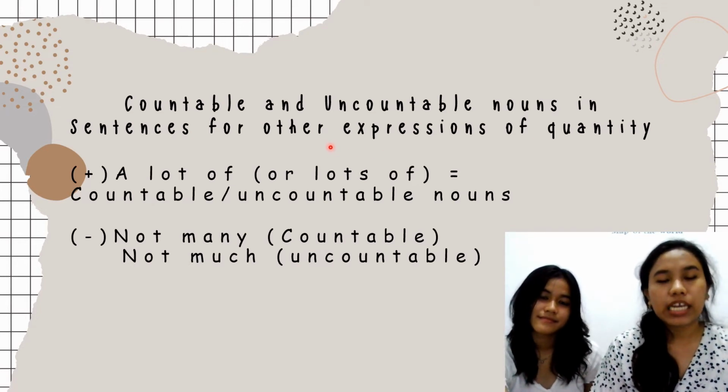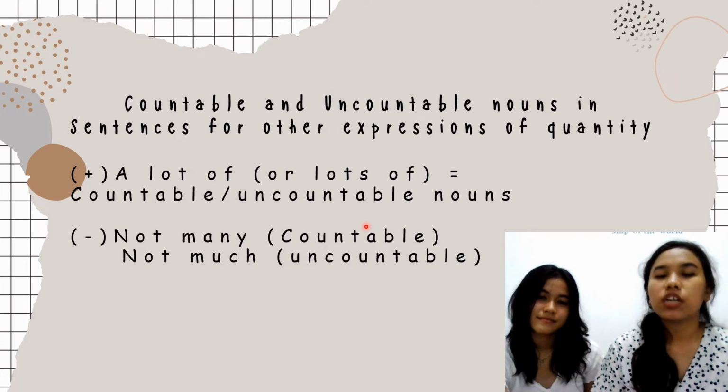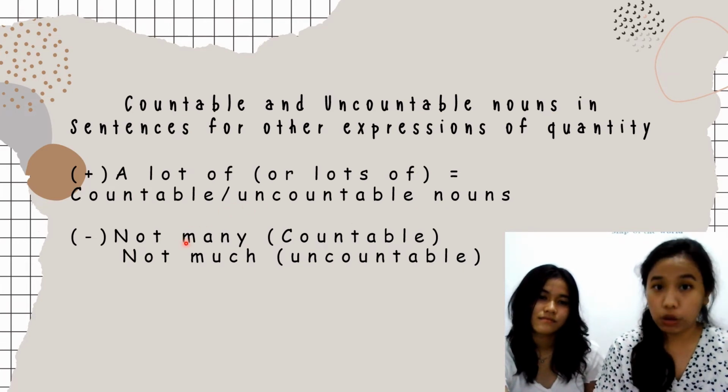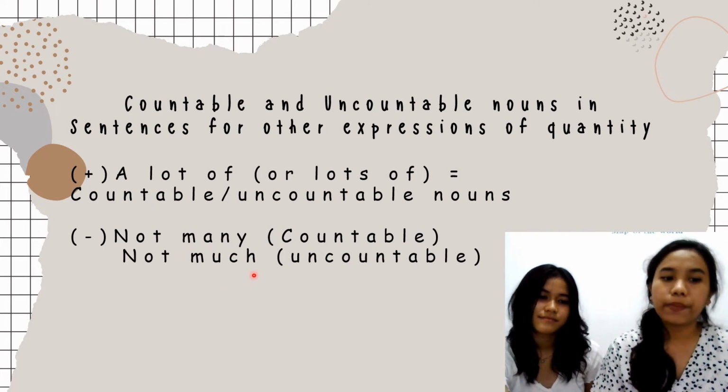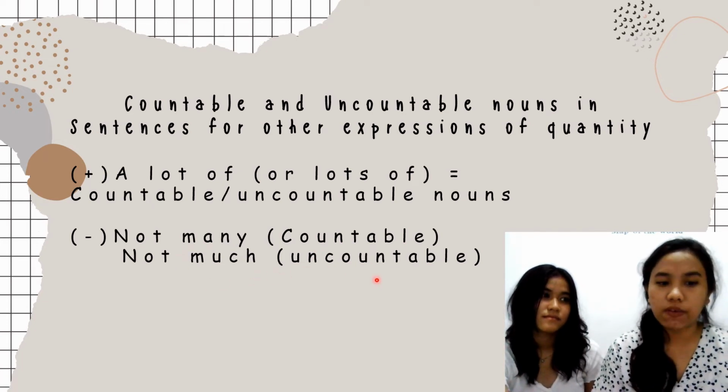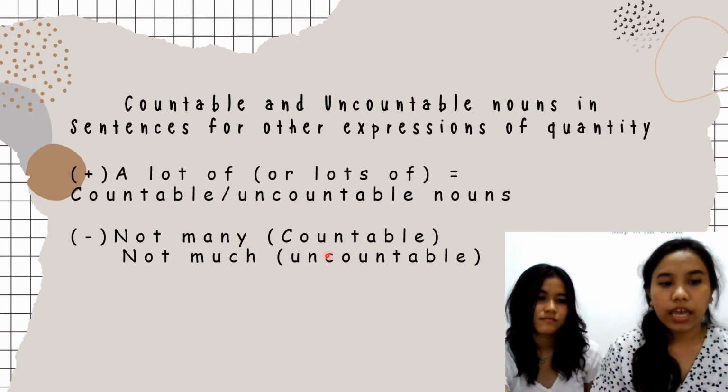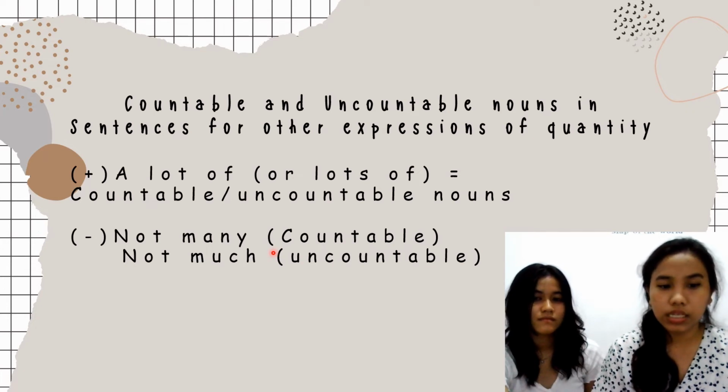However, in negative sentences, we use not many for countable and not much for uncountable. For example, there are a lot of carrots, but there aren't many potatoes. And there's lots of juice, but there isn't much water.